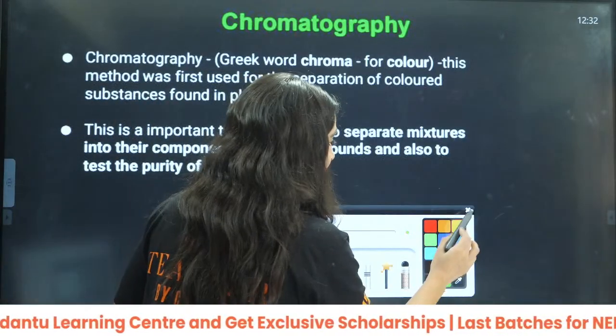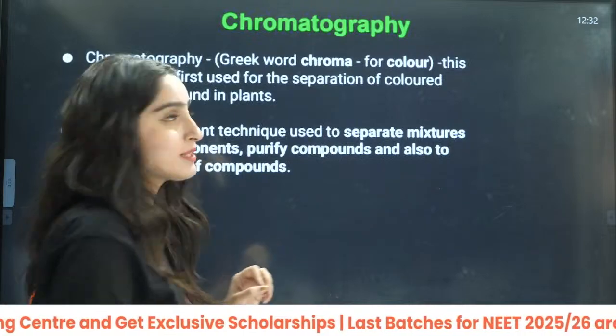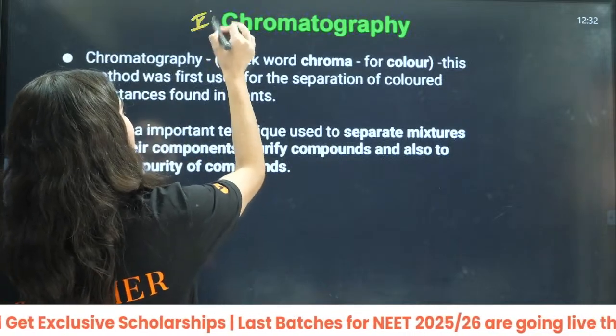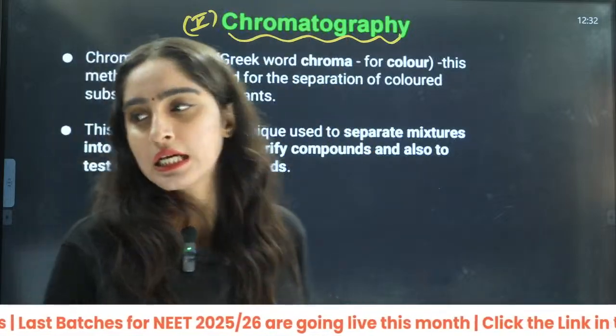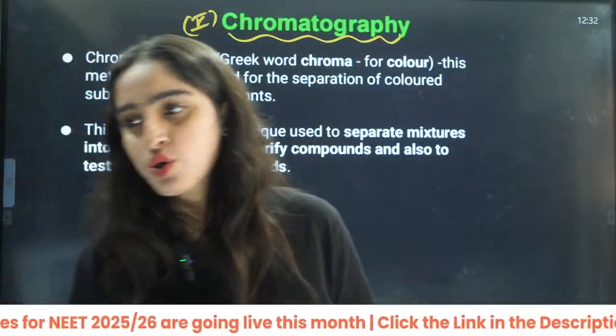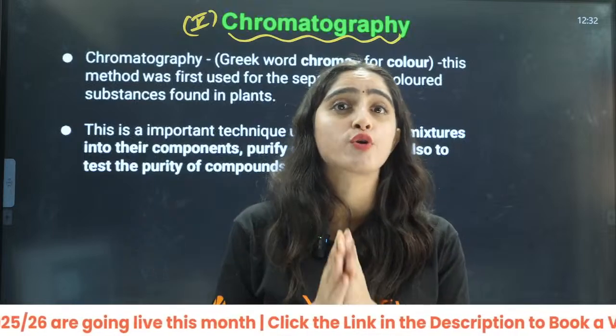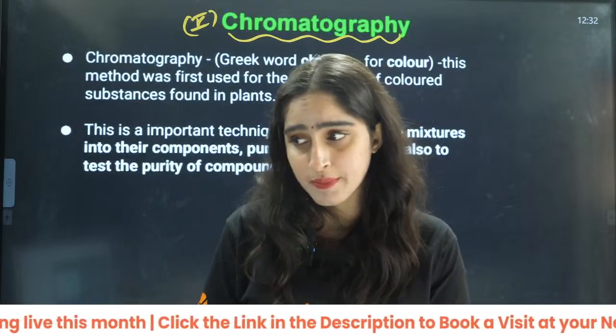Now, last but very important method, your fifth method, that is chromatography. Chromatography also has different types of chromatographies in your syllabus.